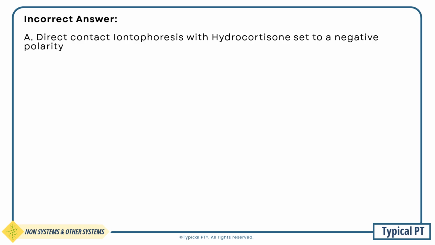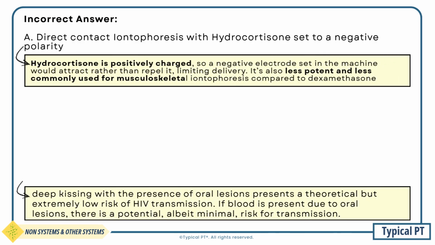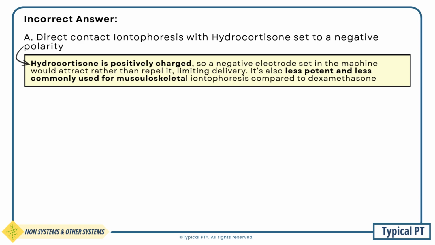Answer choice A is incorrect because hydrocortisone has a positive polarity, and the polarity of the machine is set to negative. This opposite nature of the poles would cause them to attract and prevent effective transmission of the medication. Additionally, hydrocortisone is not commonly used in iontophoresis for musculoskeletal conditions, and its effectiveness and potency are less compared to dexamethasone for such purposes.